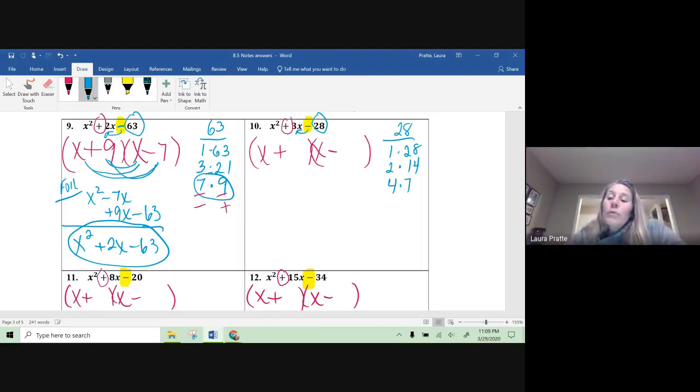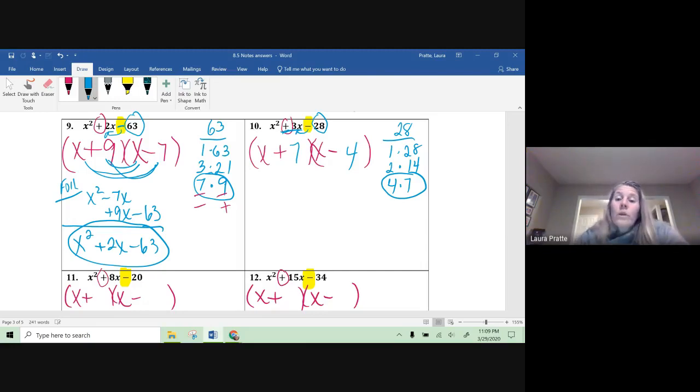Look at those numbers closely. Which pair could you subtract to get a 3? Well, 7 minus 4 would equal 3. So we know we're going to use 7 and 4. Now, if you do the signs the way I did it already, and the bigger number always gets the plus, I know that it's x plus 7 and then x minus 4. You can also combine those in your head to make sure positive 7 minus 4 does equal that positive 3 that we have there in the middle.